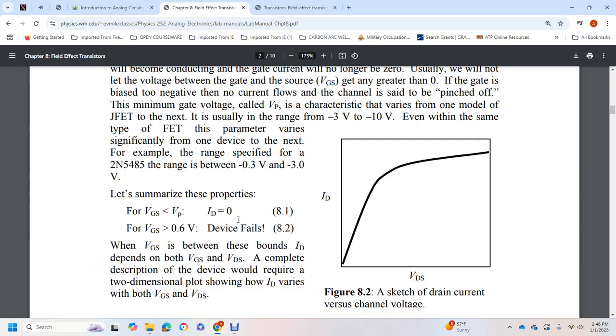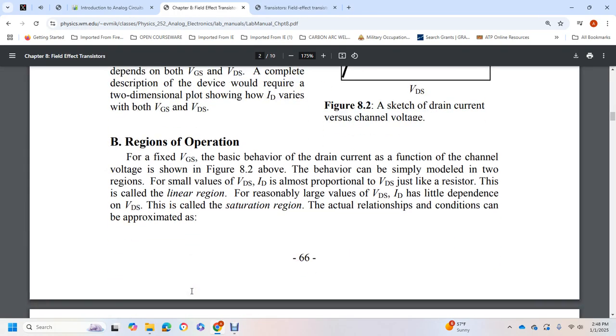When voltage gate-source is between those values, I drain depends on the voltage gate-source and the voltage drain-source. A complete description of the device would require a two-dimensional plot showing how I drain varies with both voltage gate-source and voltage drain-source. Both regions of operation are shown. For a fixed voltage gate-source, the basic behavior of the drain current as a function of the channel voltage is shown in figure 8.2, with the behavior of the simple model in two regions. For small values of voltage drain-source, the current is almost proportional to voltage drain-source, just like a resistor. This is called the linear region.